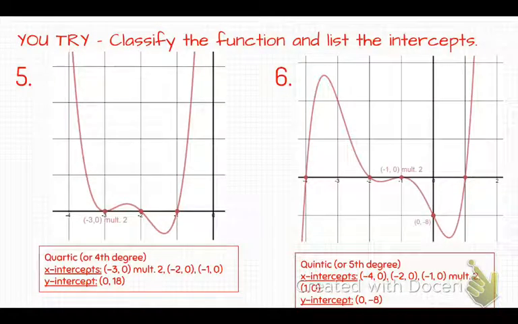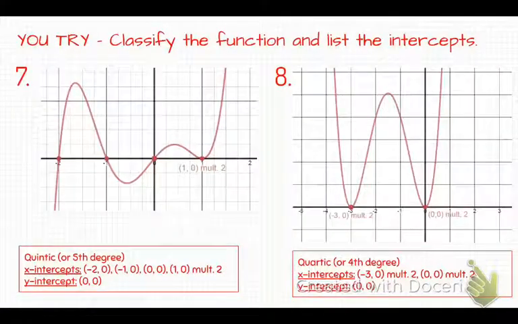Okay, here are your first 2 answers. Keep working if you don't have 7 and 8. On number 5, the y-intercept is 0, 18. But I graphed these on Desmos, so I couldn't fit the whole picture in one snapshot, so there's not a y-intercept on my number 5, okay? But it would be up at 0, 18, okay? Here are the last 2 answers, 7 and 8. Please check those.